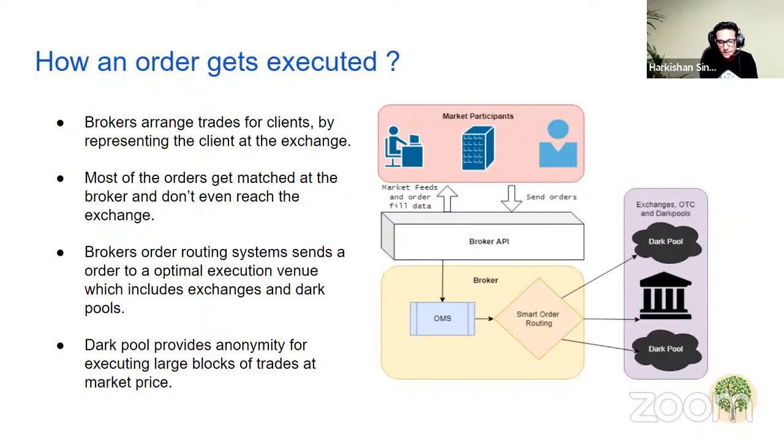US for sure. Okay, then suppose your order doesn't get matched, there is no counterparty to trade with. Your order gets to something called a smart order routing system. Most of the brokers nowadays have this smart order routing system. So there are different venues where your order can get executed, not necessarily an exchange.